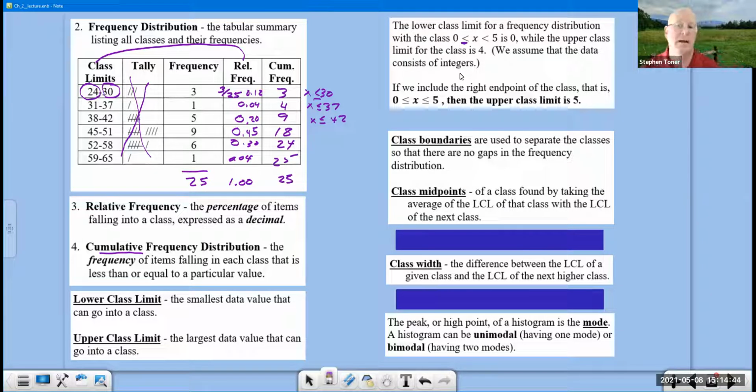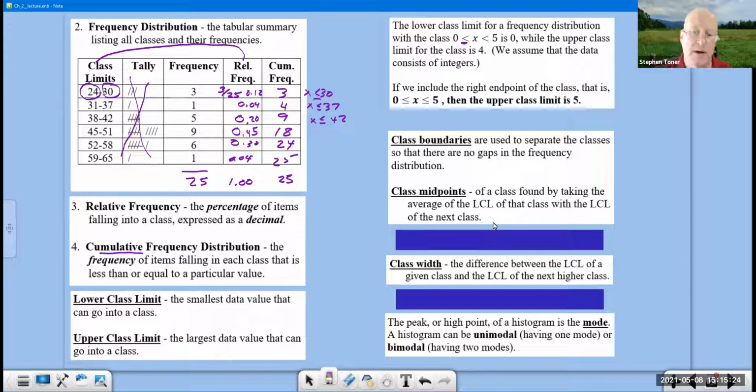If we were dealing with money, then the largest value in that class might be 4.99, representing $4.99. It depends upon the type of data that we're dealing with. But while we're talking about frequencies, how many people respond in a particular way, you can't really have decimals because that tells you that half a person responded, and that doesn't make sense. And I say, if we do include the right endpoint, there will be an equal to on that boundary also, and that upper class limit would then be 5. Class boundaries are used to separate the classes so there's no gaps.